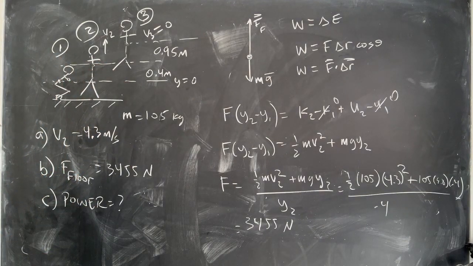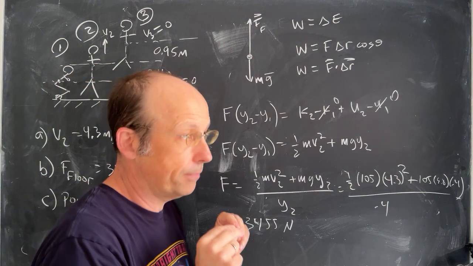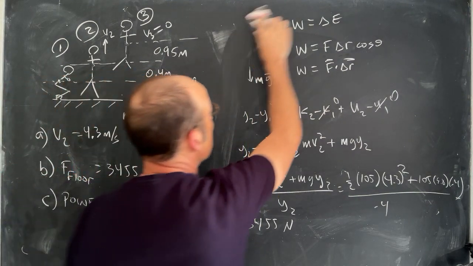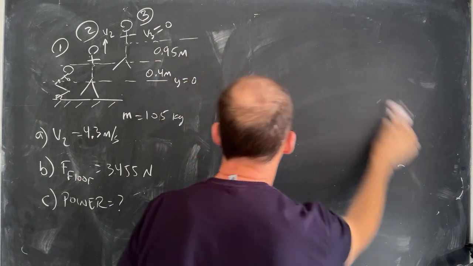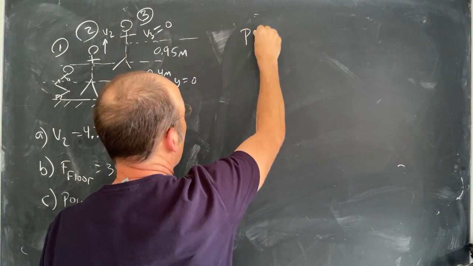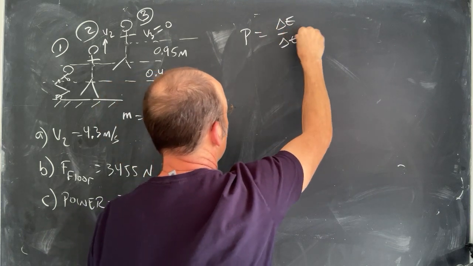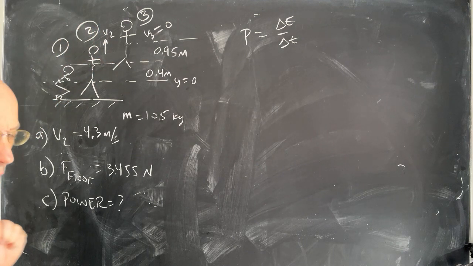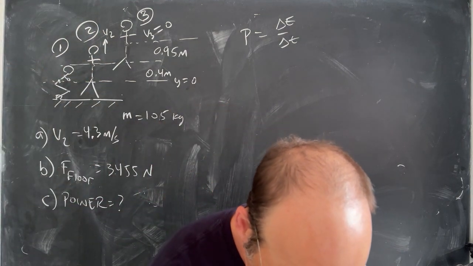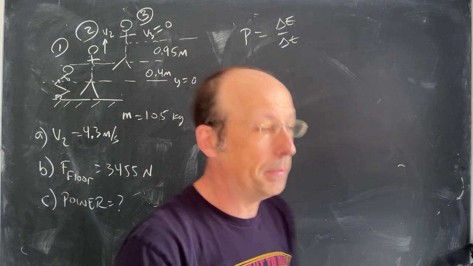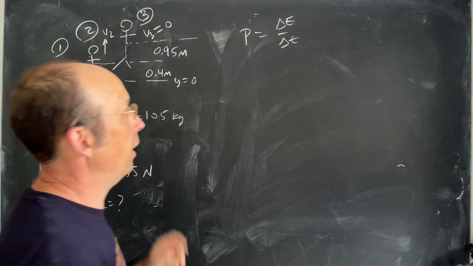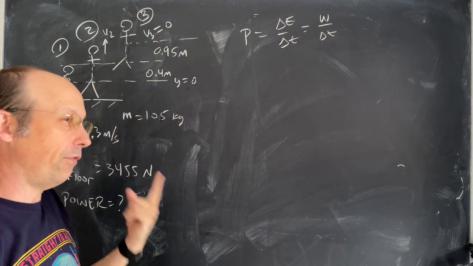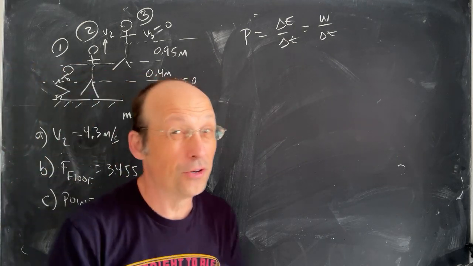Okay, what about part C, the power during the jump? Well, we define power as the change in energy with respect to time. So if I go from position 1 to 2, I can calculate the change in energy. And does the question say the power of the person, or what was the player's power output? Okay, so in this case, I'm actually going to write this as work over delta T, and that's going to be the work done by the floor, which is the work done by the person, because the floor doesn't really make the person jump.